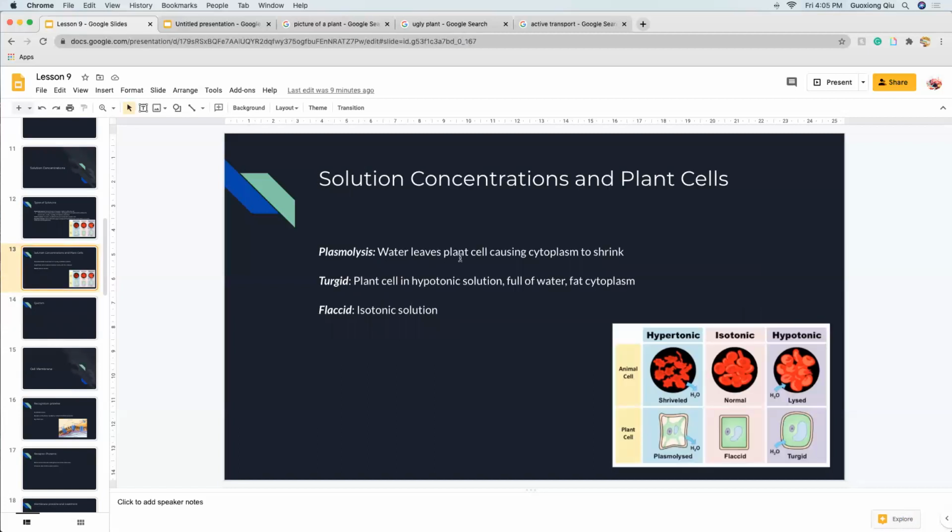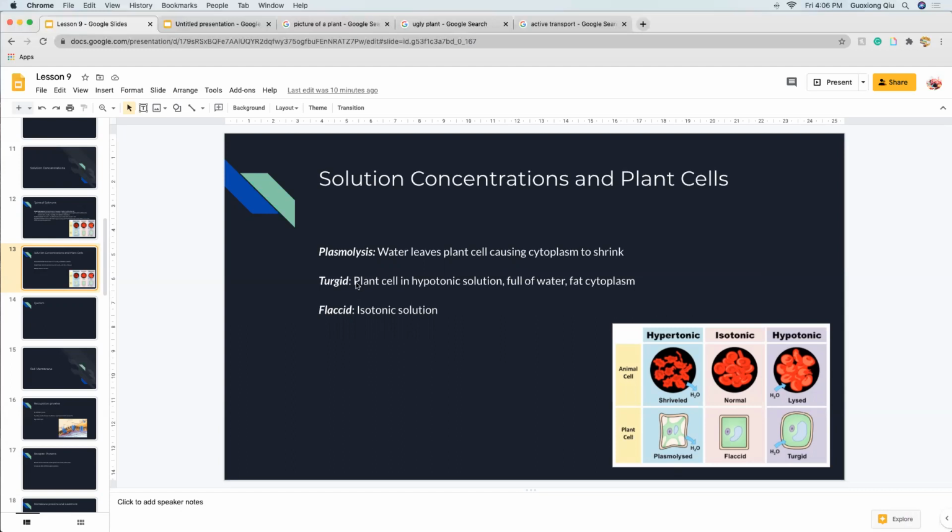When water leaves the plant cell because it was placed in a hypertonic solution, causing the cytoplasm of the plant cell to shrink, this is referred to as plasmolysis. So again, if you look in the bottom right corner, in an animal cell, you can honestly just call it whatever you want. You can say the animal cell has shrunk. But in a plant cell, the term for it is plasmolyzed.